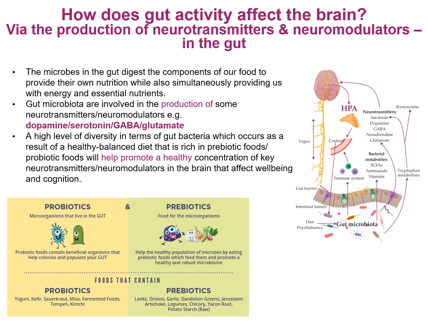Well, importantly, again, when we have good diversity in terms of our microbiota in our gut, based on a diet rich in pre and probiotics, we're going to generate or produce adequate levels of these key neurochemicals that regulate our whole being and our cognition, our learning, etc.